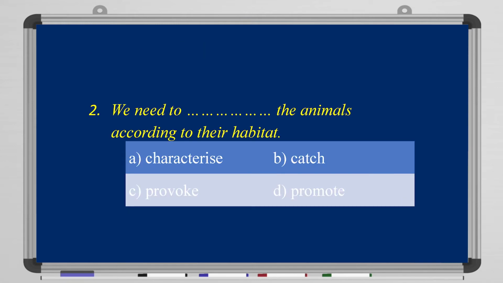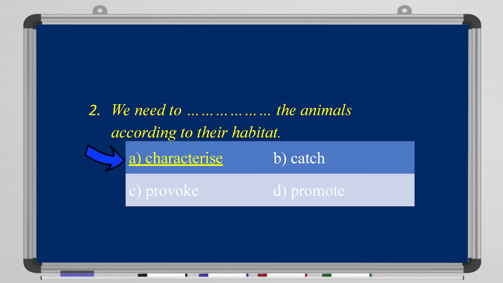We need to blank the animals according to their habitat. So habitat means the place where they live. So if I'm trying to put them according to the place where they live, what am I trying to do? Am I trying to catch them? Provoke them? Promote them? No, I'm trying to characterize them. Very good. Excellent. Give yourself a pat on the back.